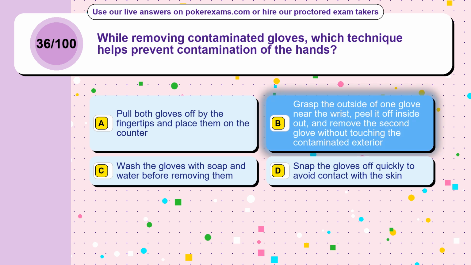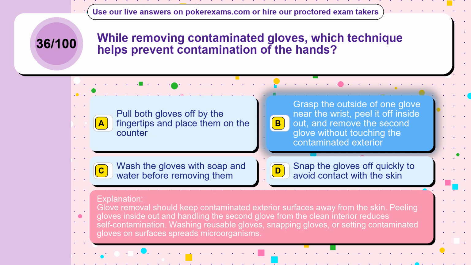The correct answer is option B. Grasp the outside of one glove near the wrist, peel it off inside out, and remove the second glove without touching the contaminated exterior. Glove removal should keep contaminated exterior surfaces away from the skin. Peeling gloves inside out and handling the second glove from the clean interior reduces self-contamination. Washing reusable gloves, snapping gloves, or setting contaminated gloves on surfaces spreads microorganisms.